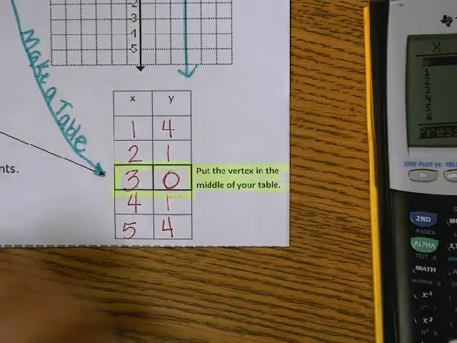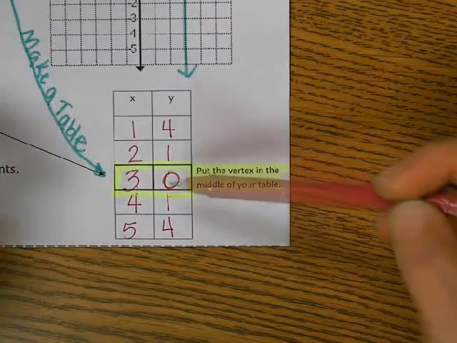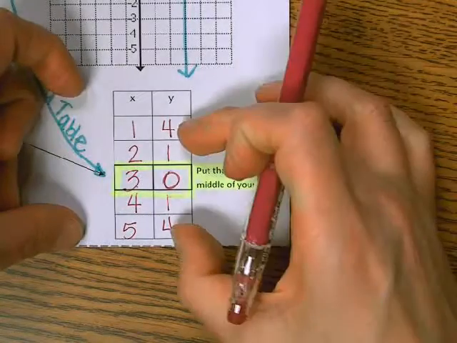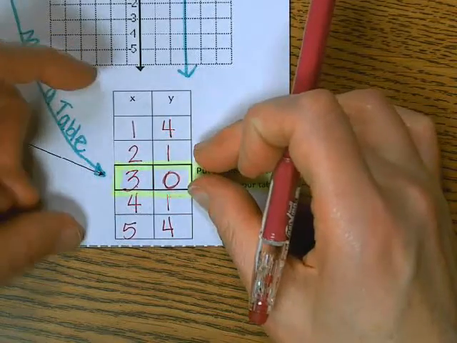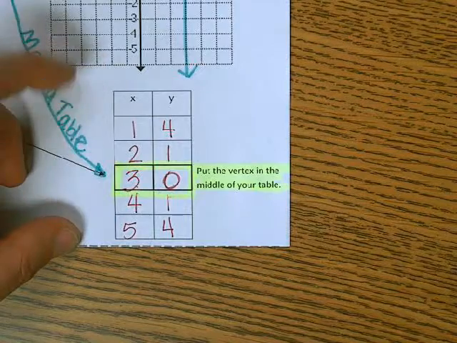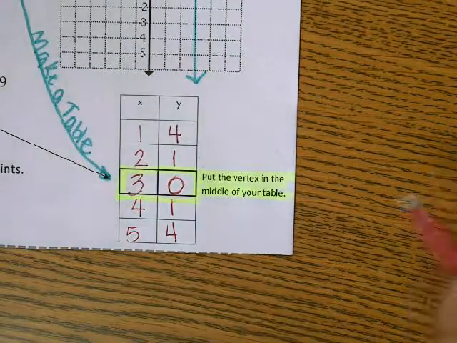Vertex is in the middle, and do you see how I have corresponding points? 1, 4, 2, 1, 4, 1, 5, 4. You see how the 4s are the same, the 1s are the same? If you don't get this pattern, then you haven't found the middle. Okay, so always make sure that your vertex is in the middle.